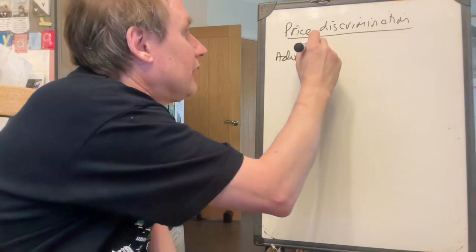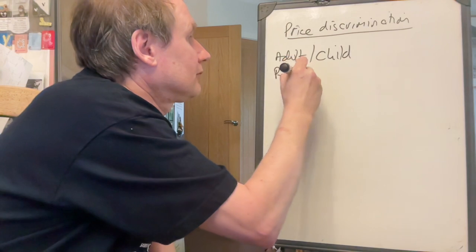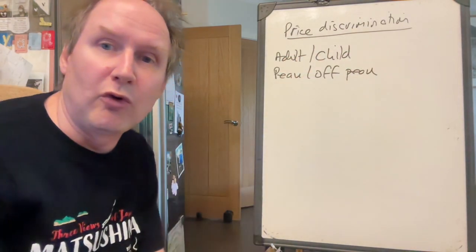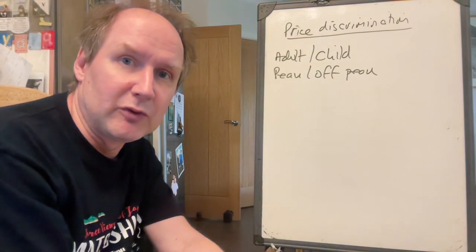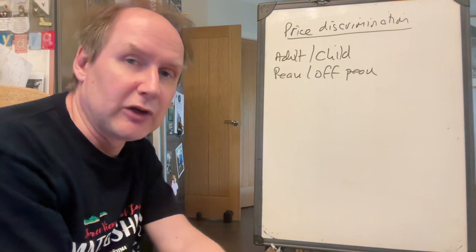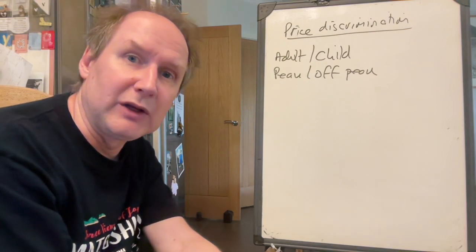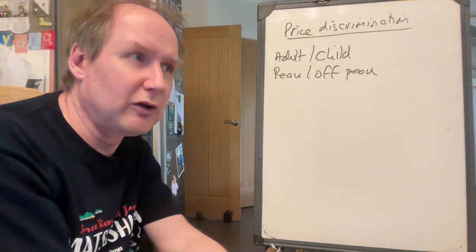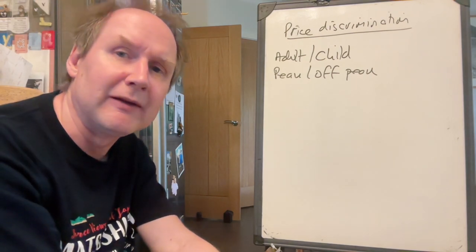Another one is peak, off-peak. If you want to travel into London on the train before 9:30, say, it's going to cost you more than if you want to go during the middle of the day. If you want to go during the week, it's going to cost you more than at the weekend. Again, it's linked to price elasticity of demand. Who's going first thing in the morning? Commuters. They have no choice. Maybe their tickets are being paid for by their companies anyway.